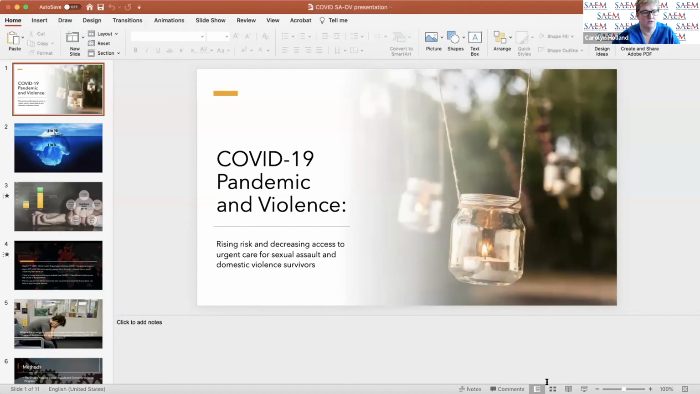The next abstract is going to be presented by Dr. Kari Samspel. Hopefully I got that correct. And she's going to be speaking on COVID-19 and violence, rising risks and decreased care seeking for sexual assault / domestic violence survivors. And she's from the University of Ottawa. Thank you so much for joining us today, and please feel free to start whenever you're ready.